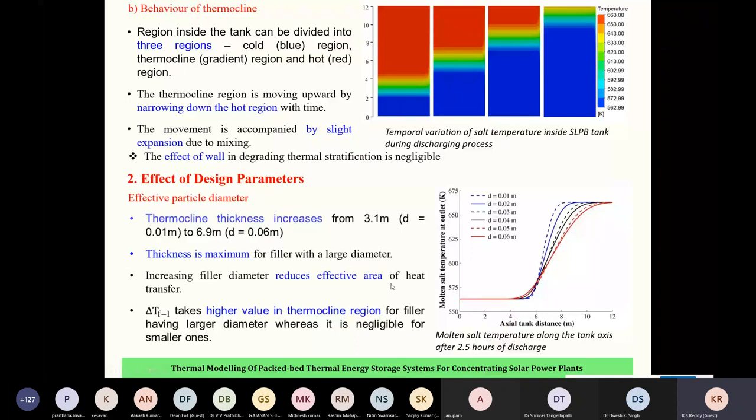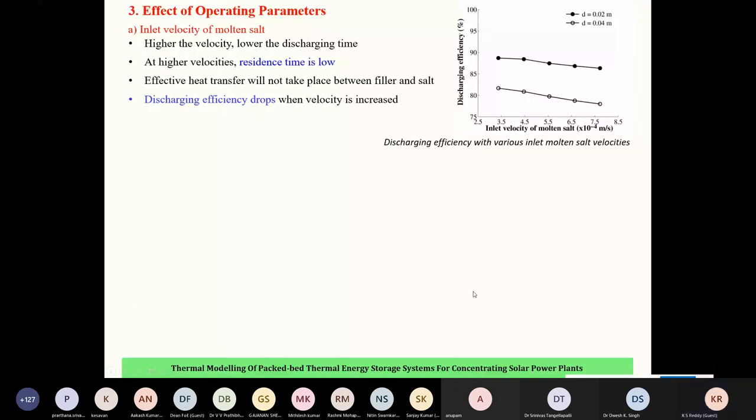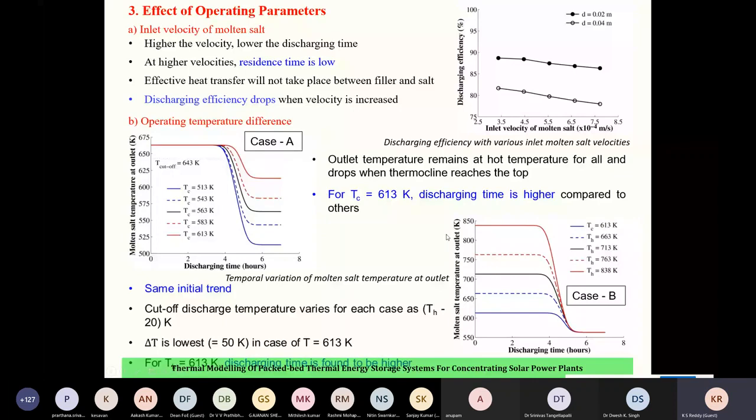And we found that the effect of operating parameters, mainly velocities of molten salt, is influencing the discharge efficiency, and how it's dropping, and all these are shown here. And we have also seen operating temperature for different cases, with different temperatures and different initial and boundary conditions, with the different characteristics of these. You can see with the different cases how the behavior is changing, discharging times and charging times and so on.